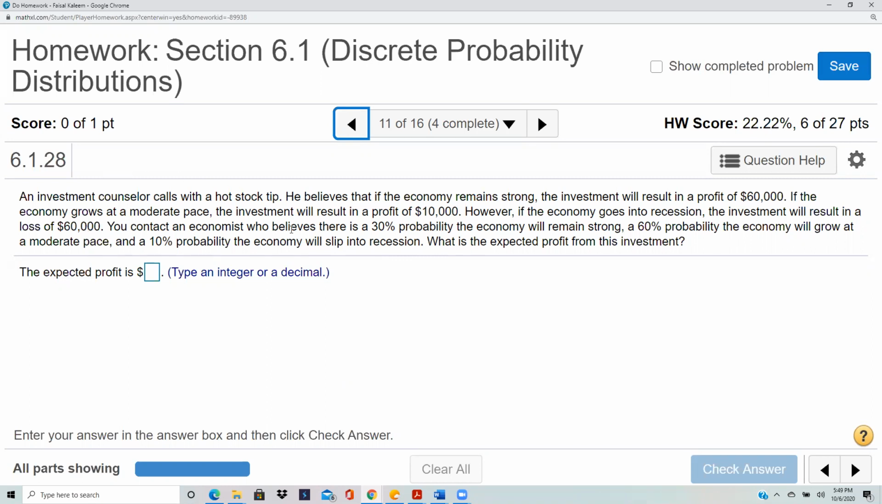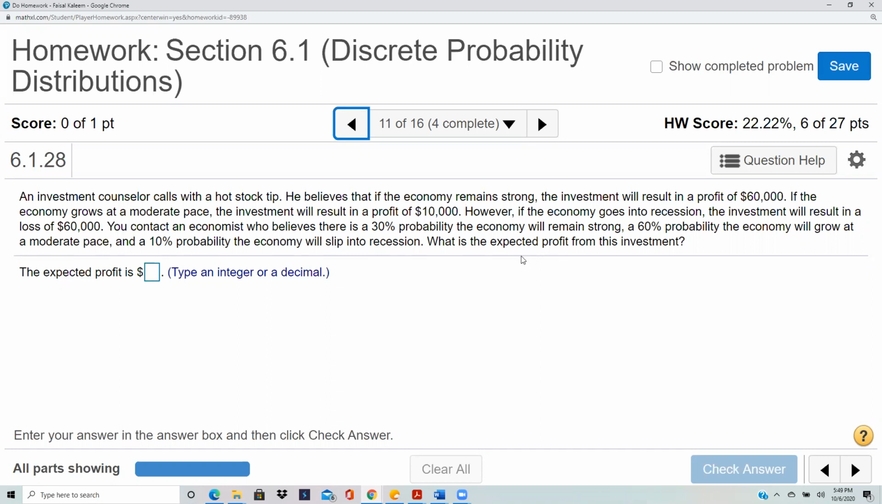You contact an economist who believes there's a 30% probability of the economy being strong, 60% moderate, and 10% recession. What's the expected profit from this amount?